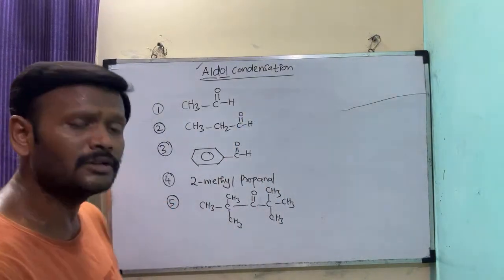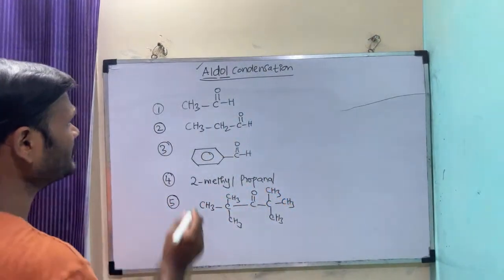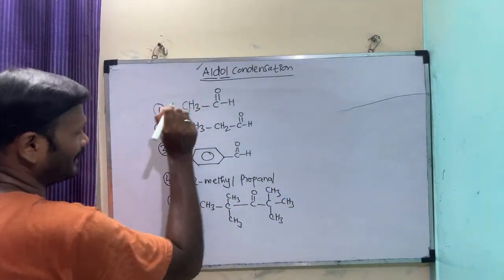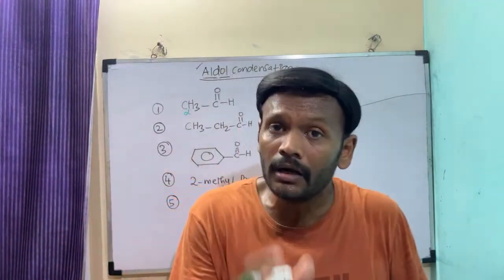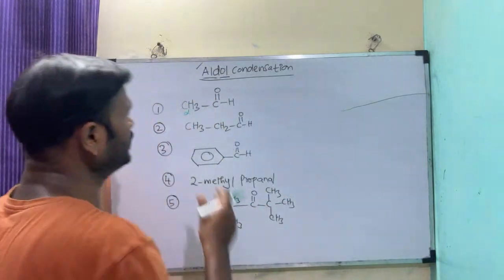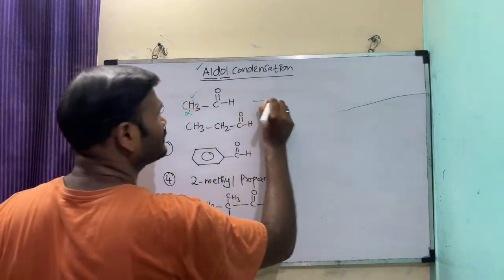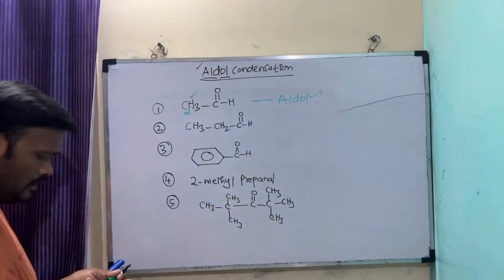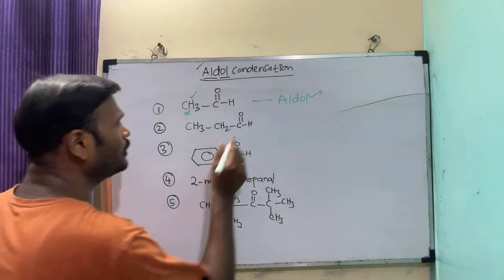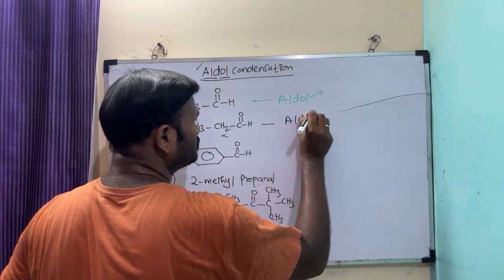So what kind of things are involved in this aldol condensation? What is the important condition for whether the compound is involved in aldol condensation or not? Simple trick: it must have alpha hydrogen. First you have to check whether it has alpha hydrogen or not. Check whether this has an alpha carbon. Yes, alpha carbon, 3 alpha hydrogens are there. Yes, definitely it is involved in aldol condensation. No doubt in it. Second molecule, check it. Here alpha hydrogen is there. Yes, it is involved in aldol condensation.